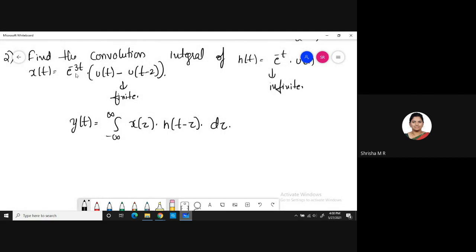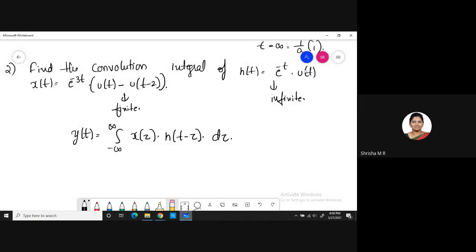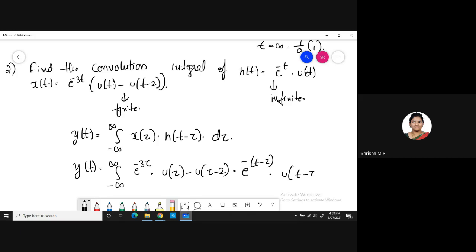Okay. So now replace this x of t terms, wherever you have t, with tau. And in this, you replace wherever you have t with t minus tau. So write that equation. Y of t is equal to integral minus infinity to infinity e power minus 3 tau into u of tau minus u of tau minus 2 into e power minus t minus tau into u of t minus tau into d tau. Got it? Is it clear?